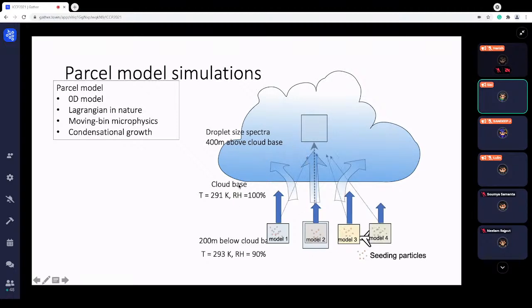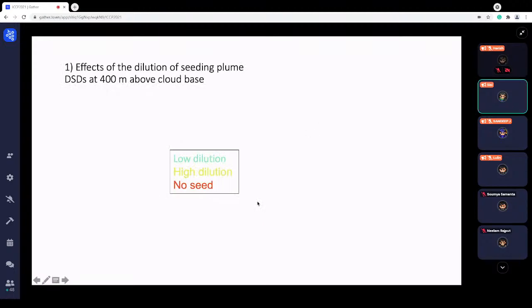We conducted an ensemble of parcel model simulations that experienced different updraft velocities and different seeding number concentrations in order to investigate how those different conditions influence the seeding effect. We performed two dilution scenarios, where the low dilution corresponds to a higher seeding number concentration. The no seed case is our control experiment.